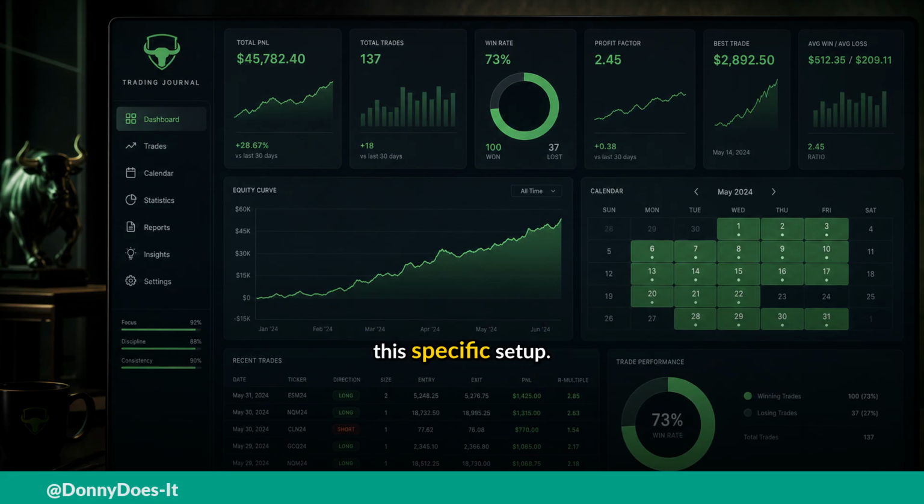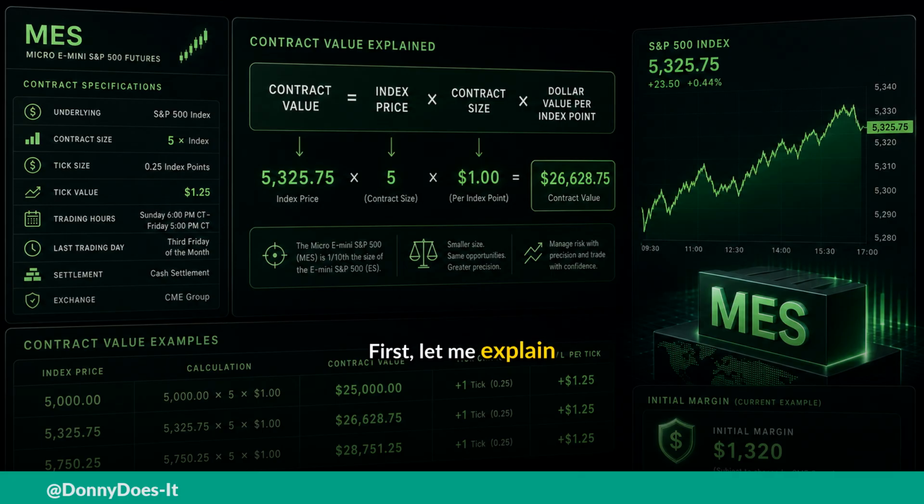First, let me explain what MES is. The Micro E-mini S&P 500 is a futures contract worth 1/10 of the standard ES contract. Every 1-point move equals $5. So a 10-point move on MES is $50. That lets you control a serious position with small risk.